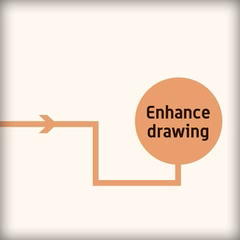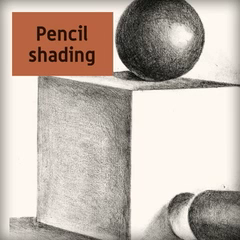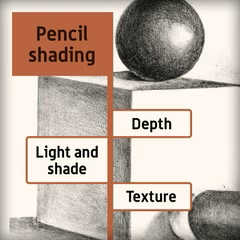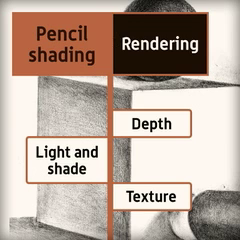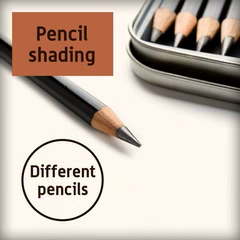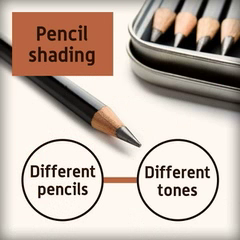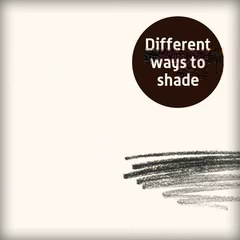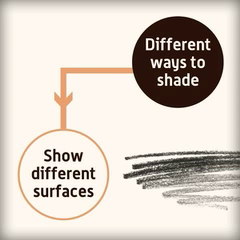Now, we need to consider how to enhance the drawings. Pencil shading can make drawings look 3D to show depth, light, and shade or texture. This is also known as rendering. The use of different pencils can create different tones, with a soft pencil creating the widest range of tones. There are different ways to shade with a pencil, which is useful for showing different surfaces and parts of an object.